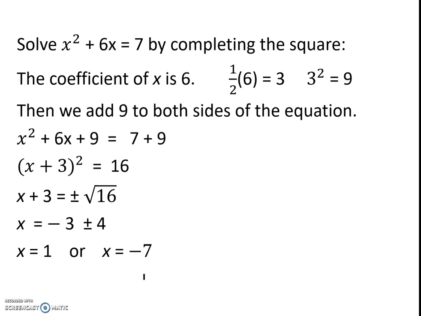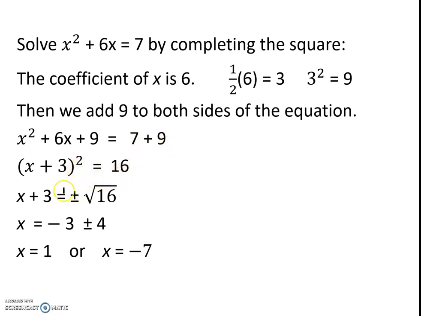Our next problem is to take x squared plus 6x equaling 7 and solve that by completing the square. Always look at that middle term, which in this case is 6x, and take the coefficient times 1/2, which 1/2 of 6 is 3, and then we square that. And so 3 squared is 9. So that's what we add to both sides of our equation. And we're left with x squared plus 6x plus 9 equaling 7 plus 9. The stuff on the left is now a perfect square, and it's x plus 3 quantity squared. And of course 7 plus 9 is 16.